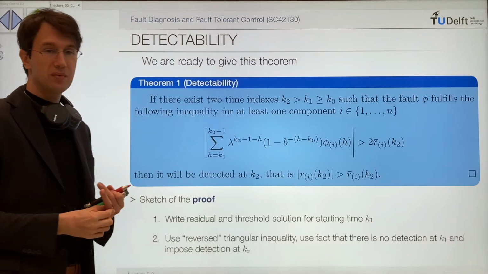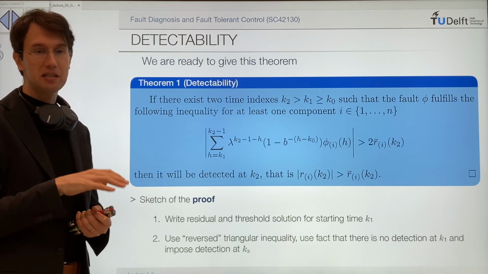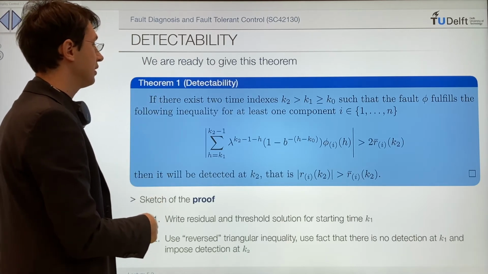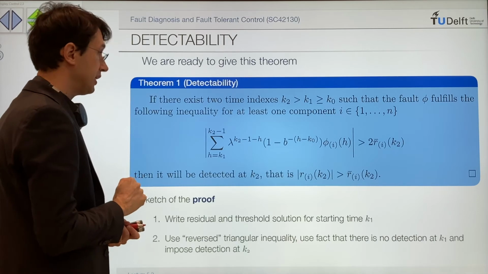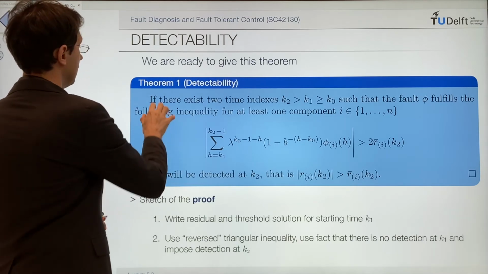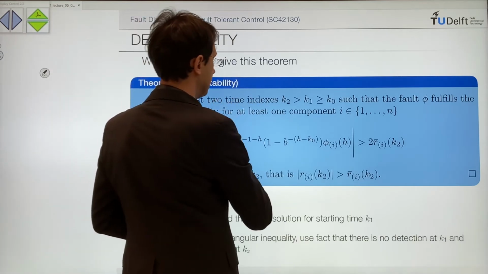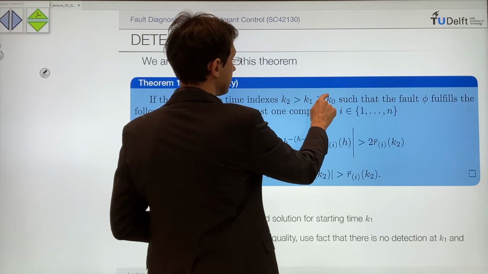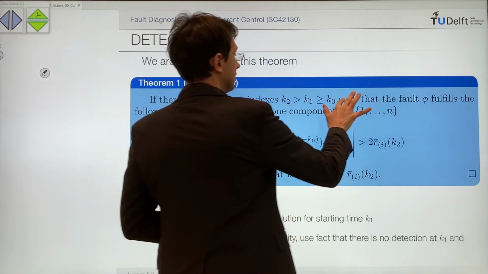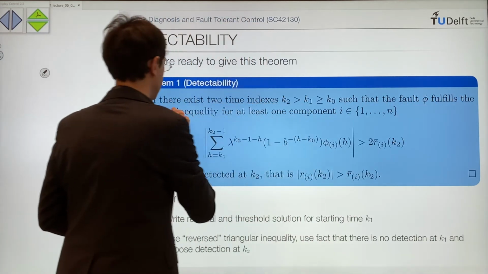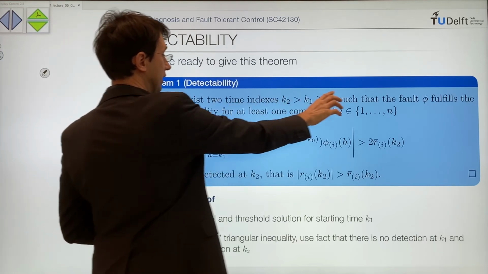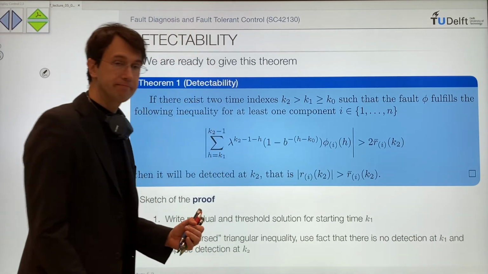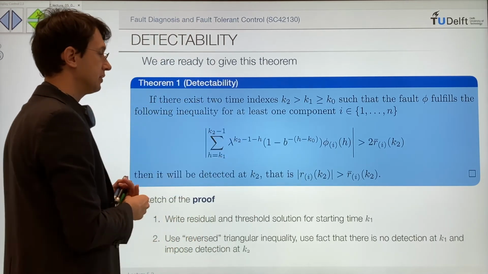Well, if we do that, and there is some mathematics behind that, we can get to this result, this theorem about detectability, which says: if there exist 2 time indexes, k2 bigger than k1, that is as big as k0 or more, such that the fault function phi is fulfilling the following inequality for at least one component i, then we have detection at time k2. And what is this inequality telling us?